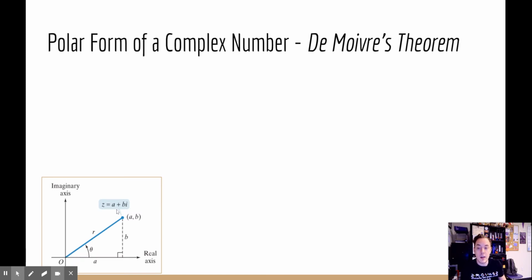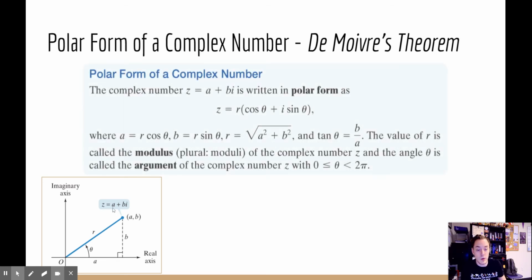First things first, the polar form of a complex number, we will use what we call de Moivre's theorem. De Moivre's theorem. It's kind of hard. Sometimes some scholars say de Moivre. That's kind of weird. I say de Moivre's. That's just all I say. I basically pronounce it as if the R is silent. So de Moivre's theorem. So this theorem is as follows.